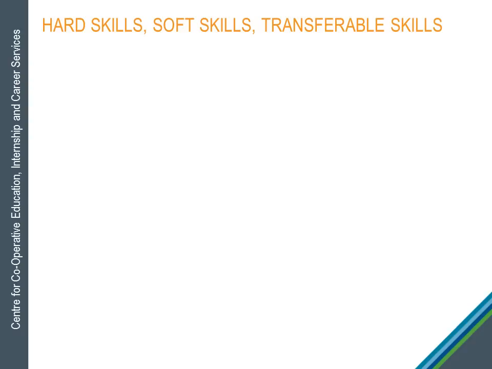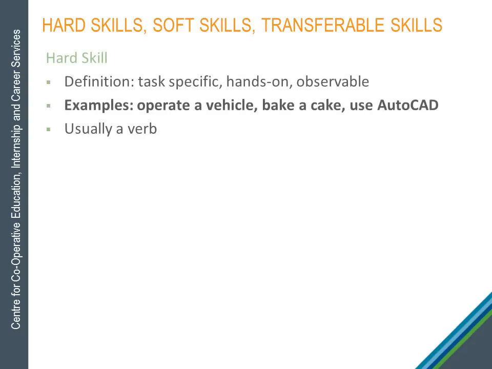Looking at a blend of skills you can present in this section. A hard skill is task-specific, hands-on, and observable. For example, operating a specific type of vehicle or possessing a certain class of license, utilizing a variety of measuring devices and equipment, or technically specific computer software to complete a task.